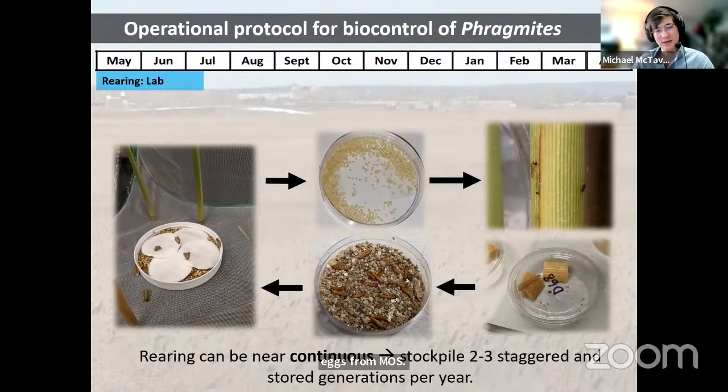And because this can be done indoors in the lab under lab conditions, rearing can be near continuous. So by staggering different generations, we can stockpile up to 2 or 3 generations per year and then store that for a larger release at the end.